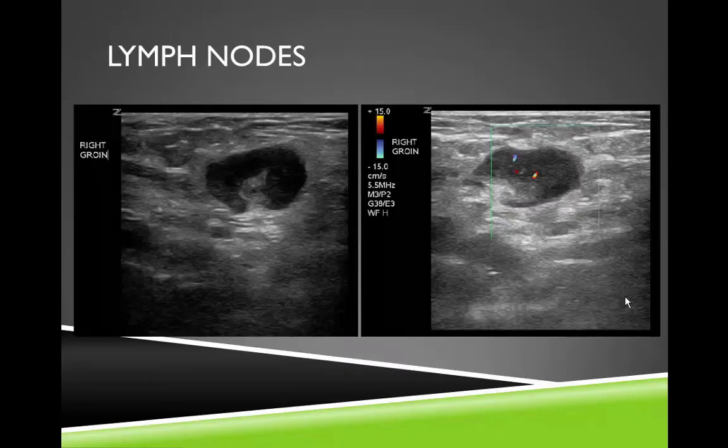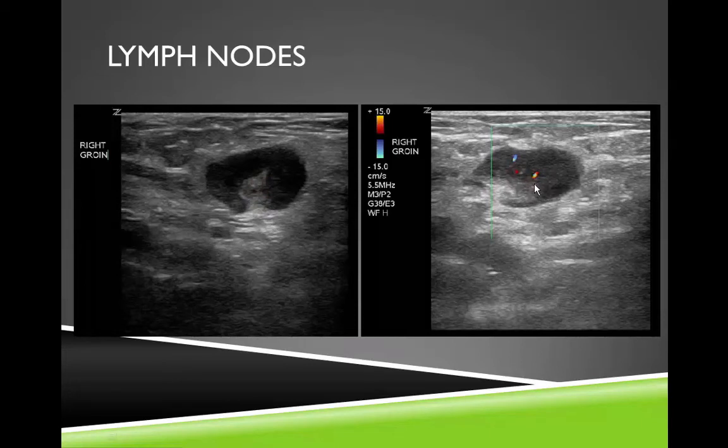And then lymph nodes are another thing that you might see on a suspected abscess. So lymph nodes are usually kind of hypoechoic. A lot of times, especially when they're enlarged, they'll have a little bit of a hilum, and you'll see little bits of color within the center of the lymph node.